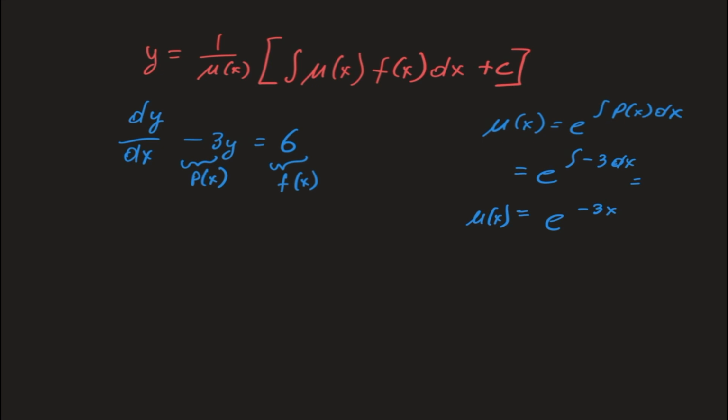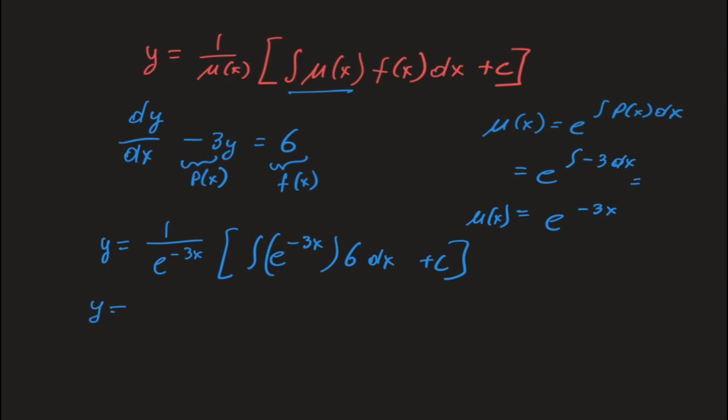Now that I have that, I'm going to plug that into my formula. Y is equal to 1 over mu, which again was e to the negative 3x, times the integral of e to the negative 3x, which is my mu again, times the function f of x, which in this case is 6, dx plus some constant c.